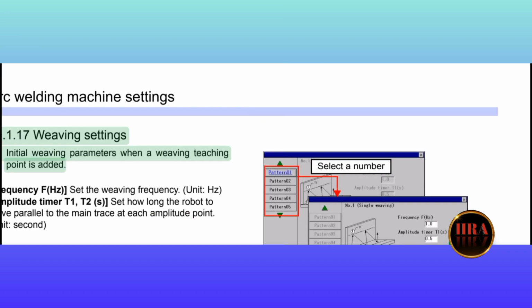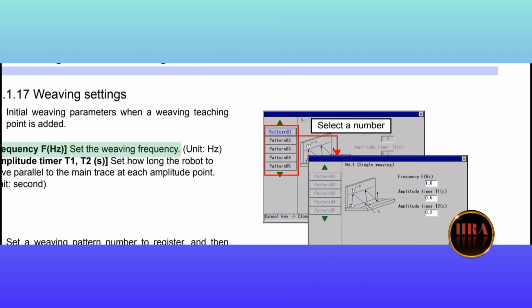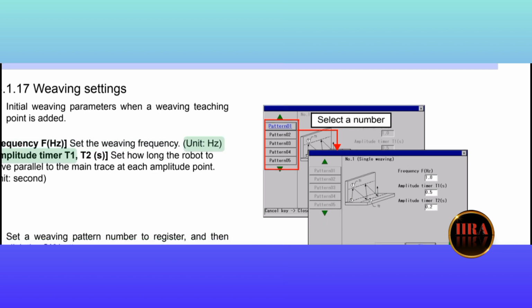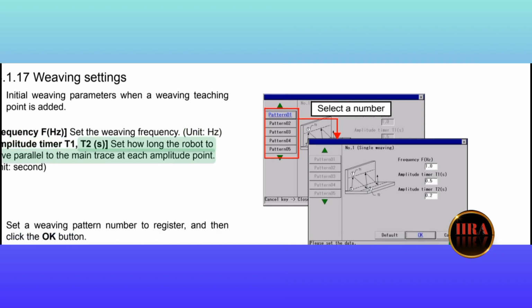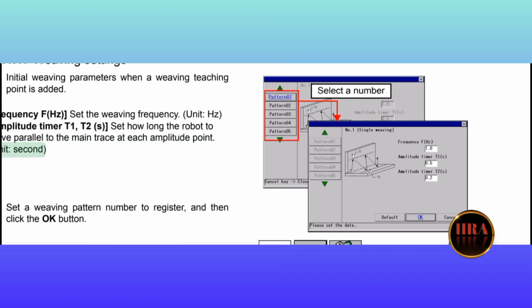14.1.17 Weaving Settings. 1. Initial weaving parameters when a weaving teaching point is added. Frequency F, Hertz: set the weaving frequency. Unit: Hertz. Amplitude timer T1, T2, S: set how long the robot moves parallel to the main trace at each amplitude point. Unit: second.